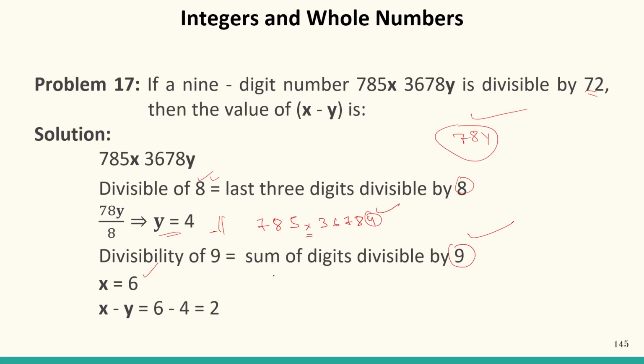So divisibility of 9 is equal to what? The sum of all the digits must be divisible by 9. So this implies x is equal to 6. So x minus y is equal to 6 minus 4, which is equal to 2.